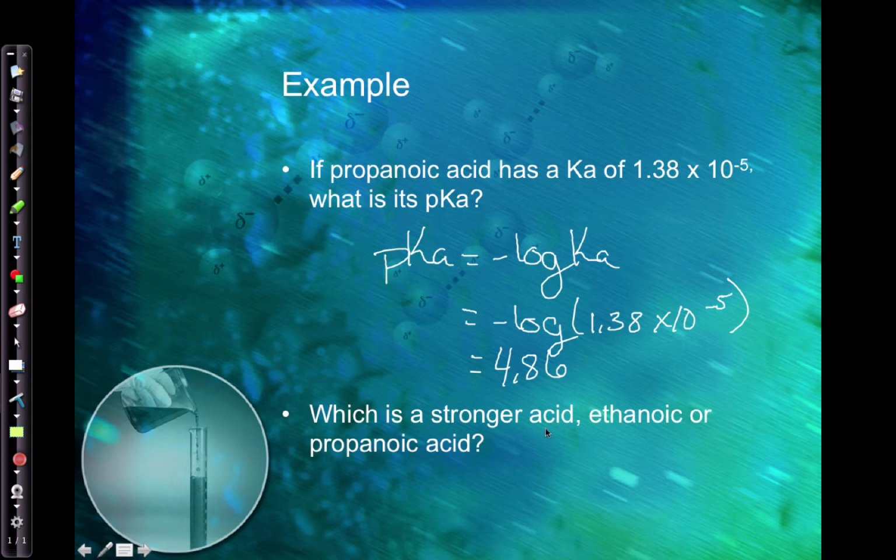All right, so 4.86. Well, which one is stronger, ethanoic or propanoic? Well, propanoic's pKa is 4.86, and ethanoic, if I look back in the other problem, was 4.74. Well, this one has a lower pKa, so this one is a stronger acid.